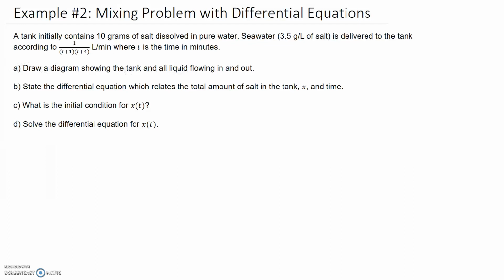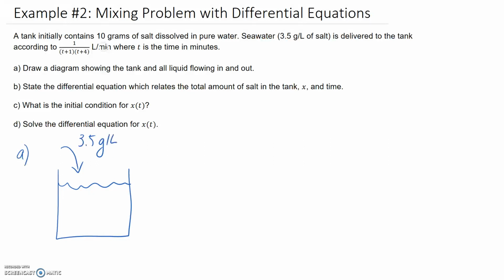So we're going to work through these different steps. The first one is to draw a diagram showing the tank and all the liquid flowing in and out. So here's my tank that I'm starting off with. Initially it's got 10 grams, so I won't mark that at the moment because it's not flowing in or out. But we do have seawater which is delivered to the tank, so that's going to be going in, and it's got that concentration of 3.5 grams per litre.